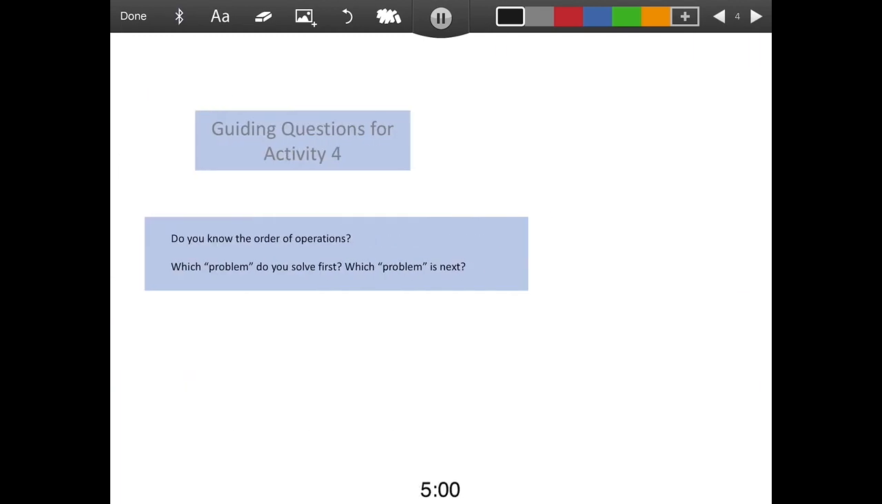So as you begin activity 4, some guiding questions for you. Do you know the order of operations? Your grouping symbols, exponents, multiply or divide left to right, add or subtract left to right. And then make sure you're paying attention as to which part of the problem you need to solve first and then which one's coming next. Good luck on activity 4.